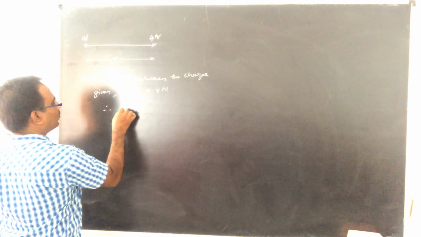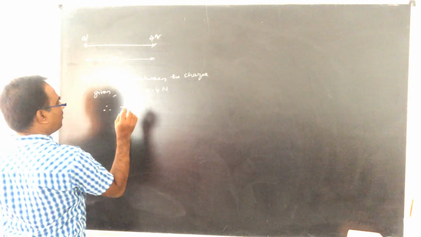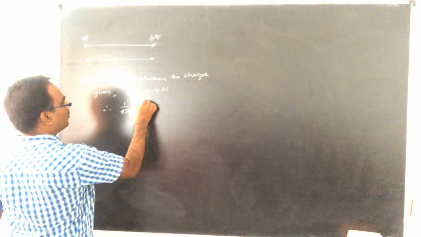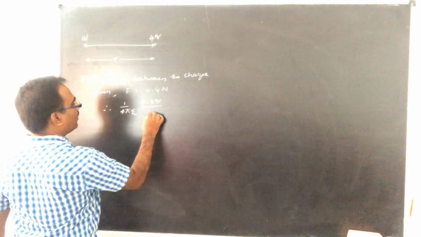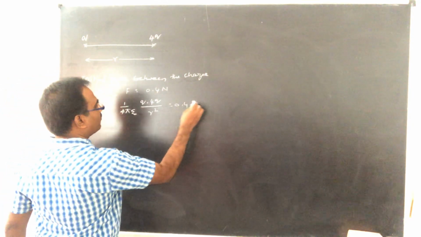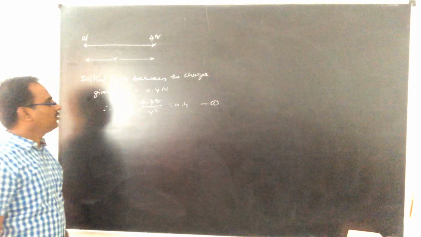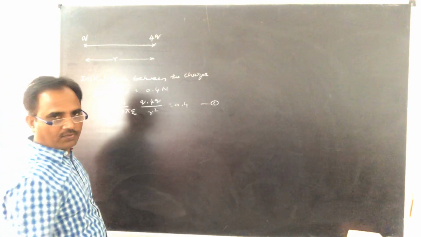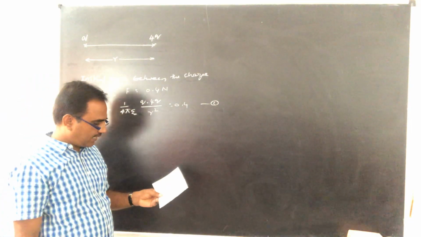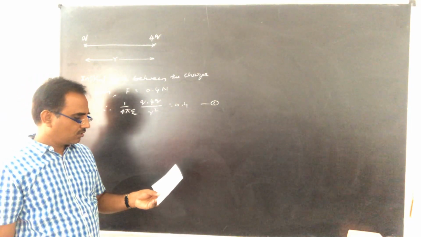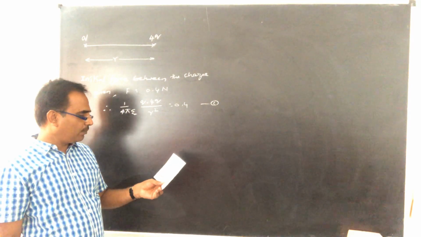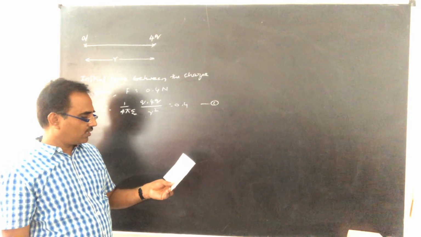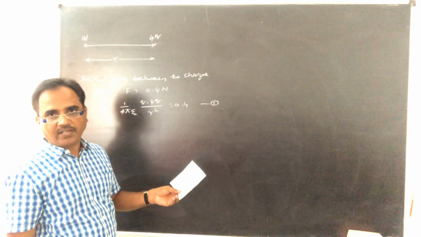Therefore, 1 by 4 pi epsilon naught q into 4q divided by r square is equal to 0.4. This is equation 1 from Coulomb's law. This is the equation for force. The next statement that is given is, when the distance between them is decreased by 10 centimeter, force is increased by 0.5 Newton.